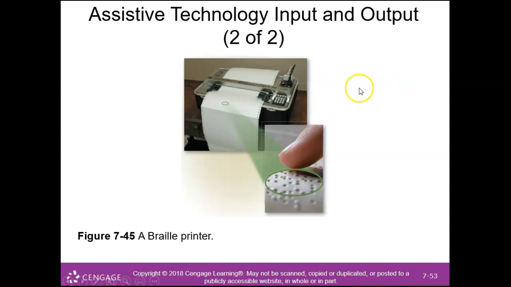So I was at a winery this past week and noticed Braille on the bottom of the wine bottle. And I thought, wow, how great. Okay, that's it for chapter 7.